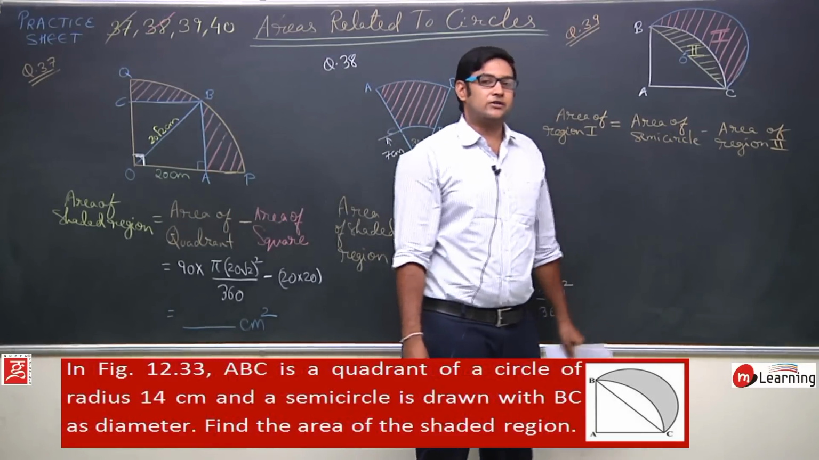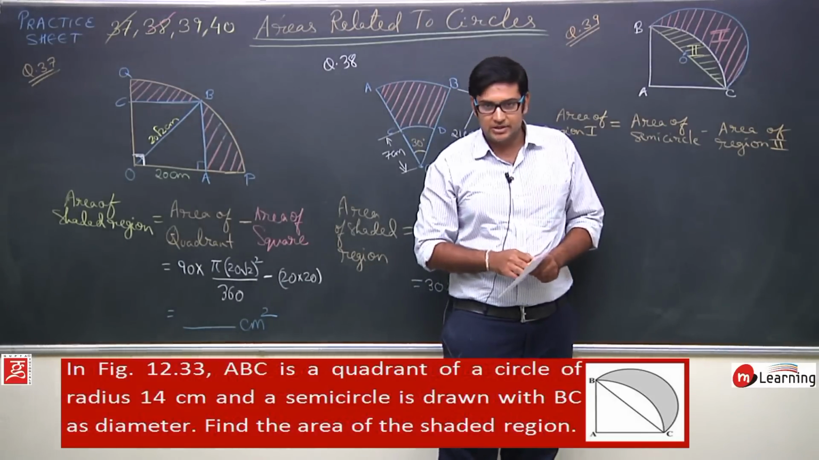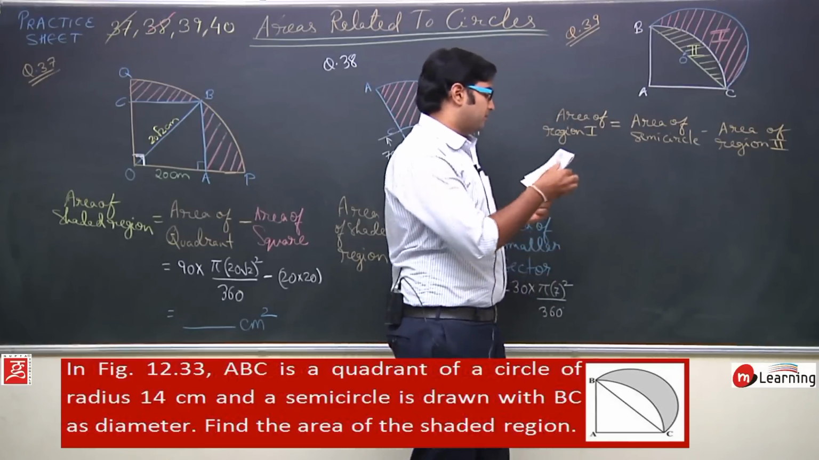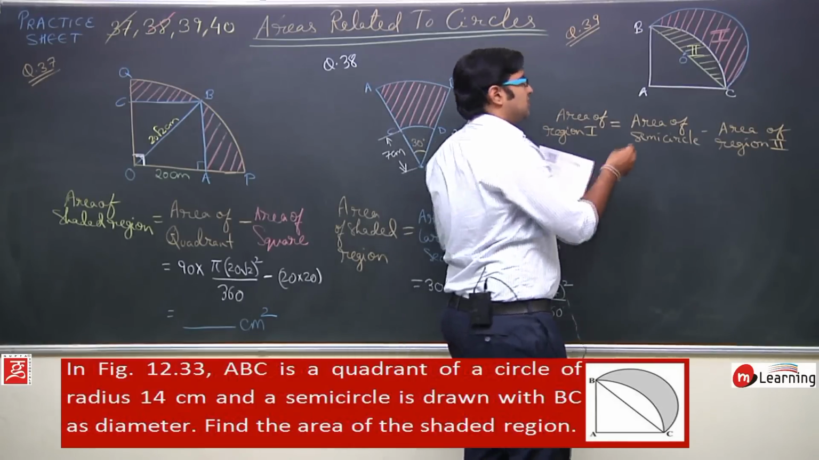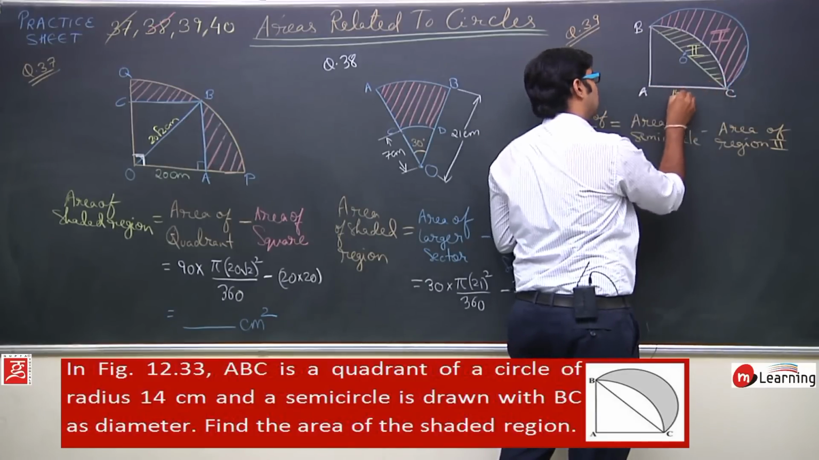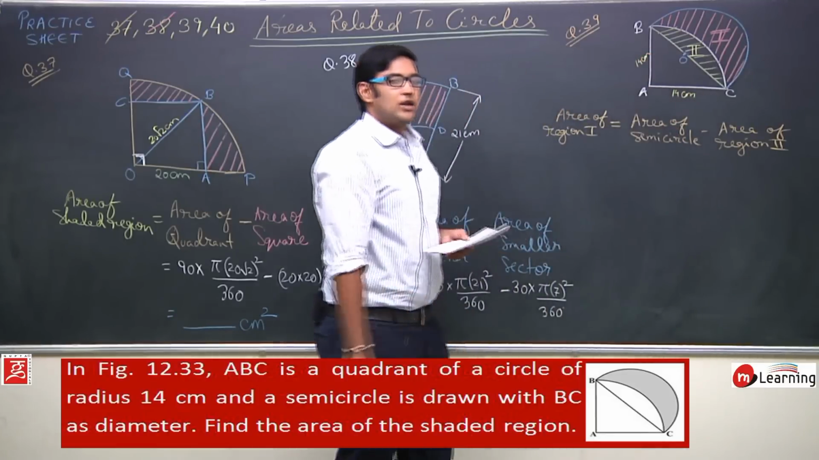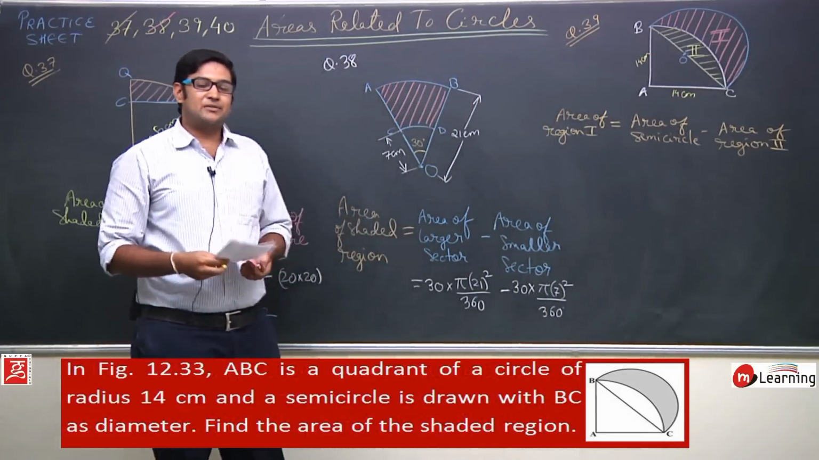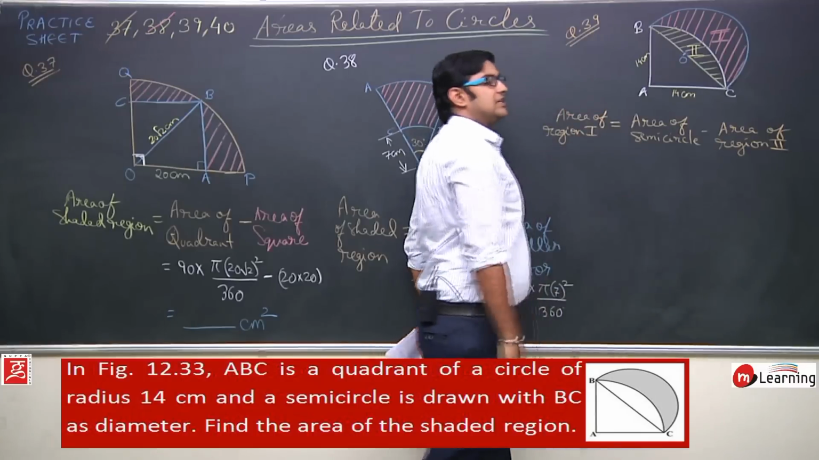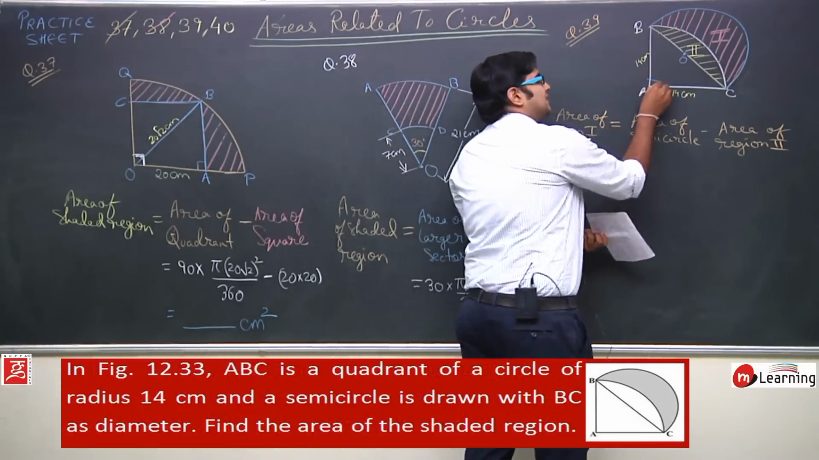How to determine the area of the semicircle? The area of the semicircle depends on the radius of this semicircle. First we can see that it is given that the radius of this quadrant is 14 centimeters, so this is also 14 centimeters. Now from this 14 centimeters I need to determine this diameter BC. Can I determine this diameter BC? Yes. Why? Because this angle is 90 degrees.